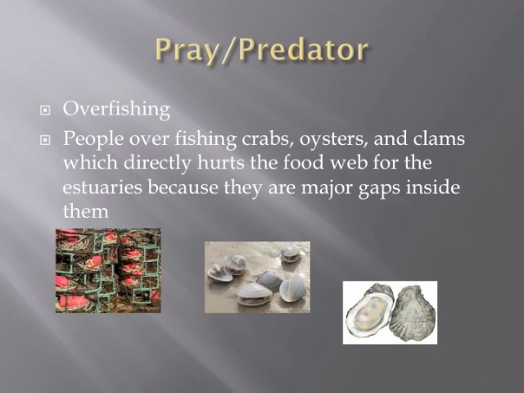Here's prey and predator. It's like overfishing. Many people overfish crabs and oysters because they're really delicious, but it really causes gaps in the food web.